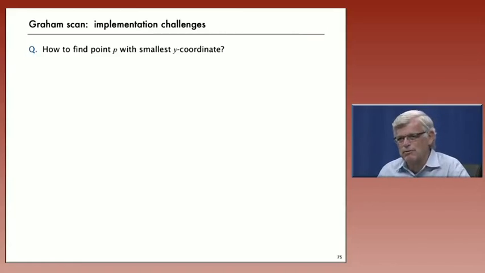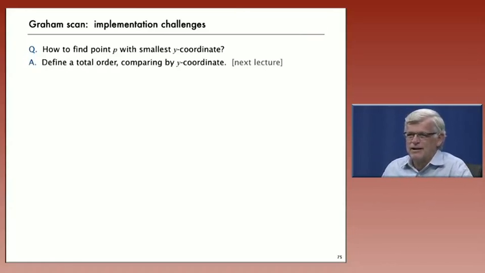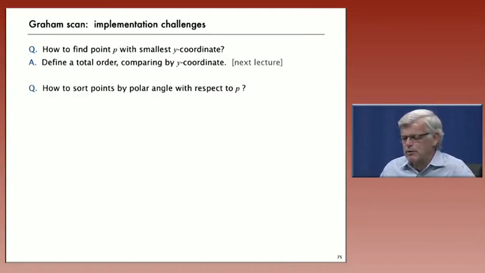So how do we find the point with the smallest y coordinate? You could sort. You could define an order and compare the points by y coordinate. Essentially, sorting is the answer to that question. And in the next lecture we'll look at what it means to define ordering among objects, a little more general than what we do for sorting.